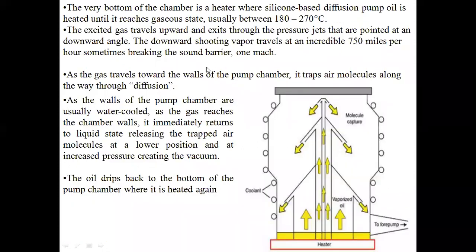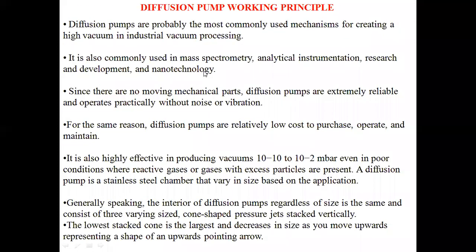Diffusion pump. Now, the diffusion pump is one of the most commonly used mechanisms for creating high vacuum in industrial vacuum processing. As I have already told you, creating a vacuum is one of the greatest challenges, because they have to maintain an absolute vacuum and make the other gases empty.